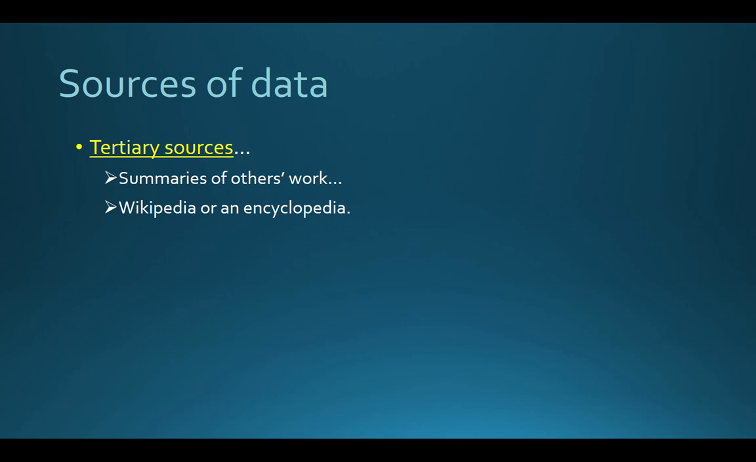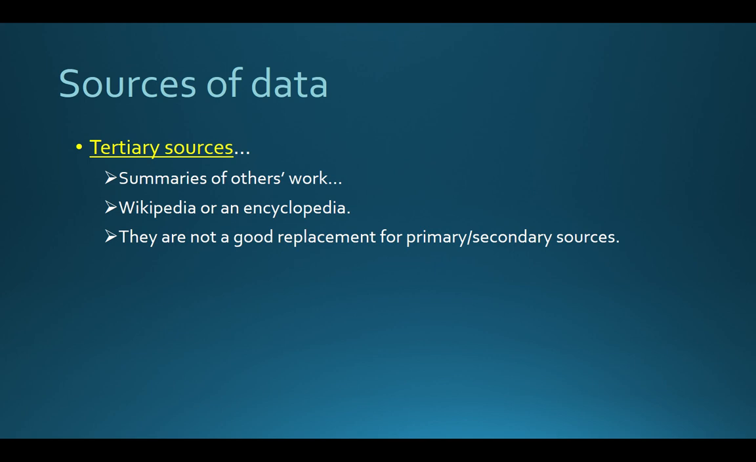And it might be at times appropriate that you go to some kind of encyclopedia. I know there are encyclopedias that are specific for disciplines, but generally they're not a good replacement for primary or secondary sources. So if you see in Wikipedia them referring to a data set, well, instead of using Wikipedia's take on that data, you should go to the primary or secondary source.